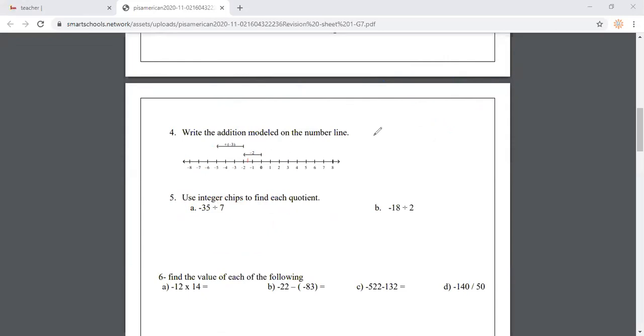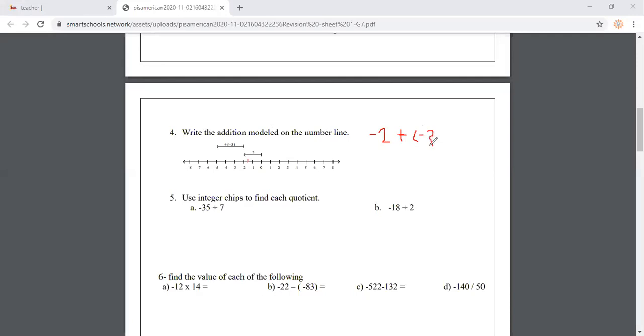Negative 2. So at the beginning, I have negative 2. Do those two numbers in front of you move on the same side or different side? Same side. So we are going to add because they move on the same side. What is the second number? Negative 3.